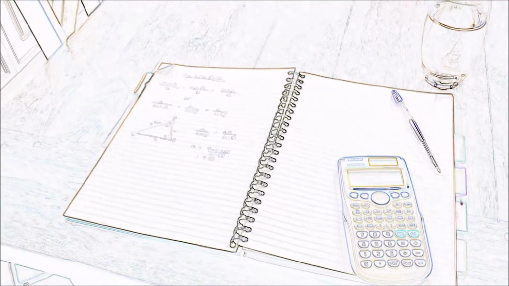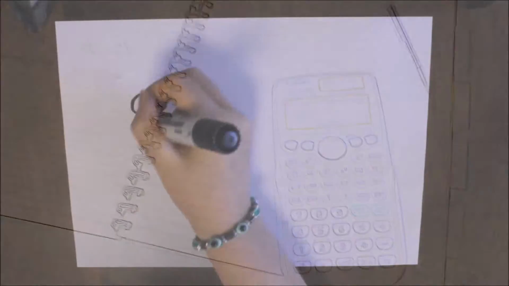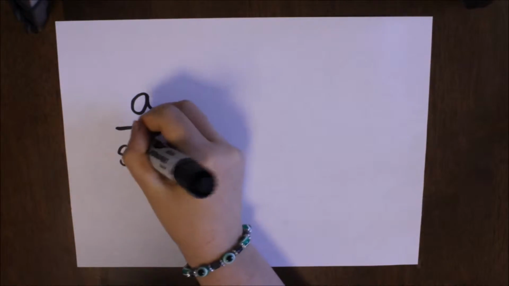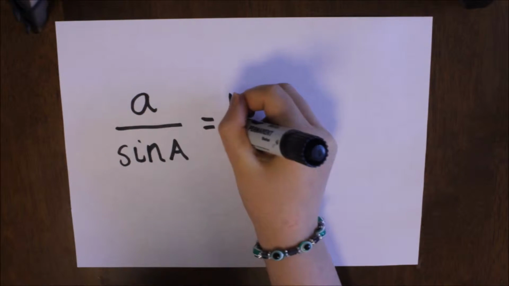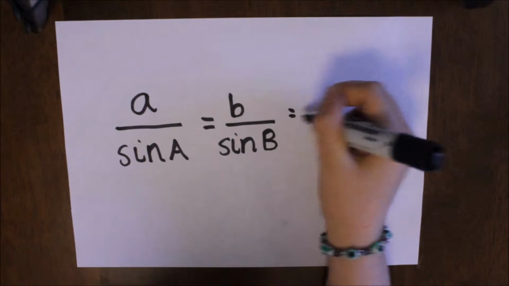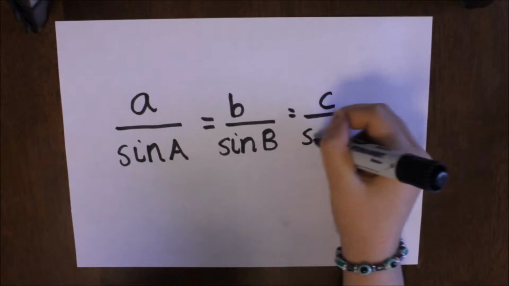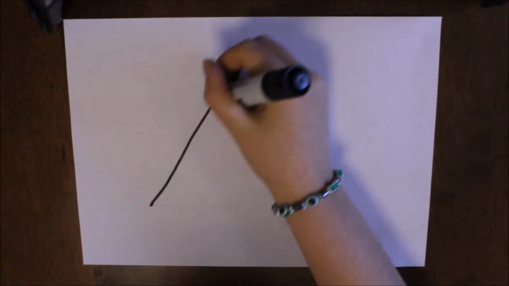Today we're going to be talking about the sine rule and how to use it to find a side in a triangle. So we'll start with the basics. This is the sine rule. We use this arrangement of the formula to work out an unknown side. The sine rule is very useful as it will work in all triangles, in right-angled triangles and non-right-angled triangles too.